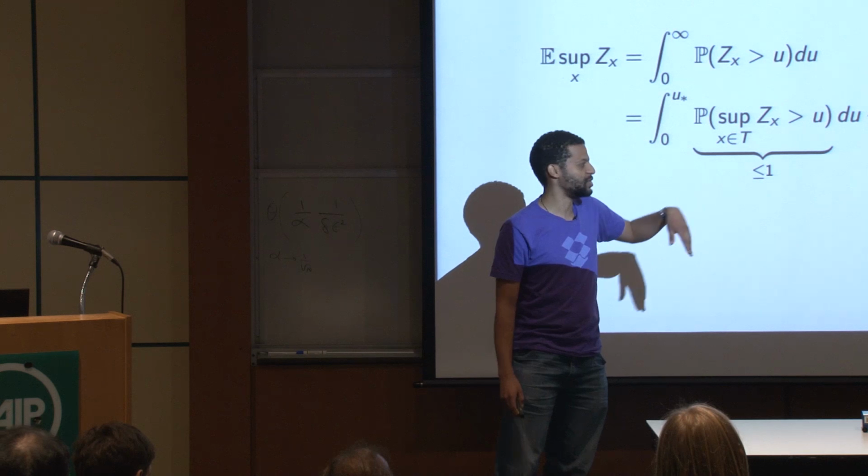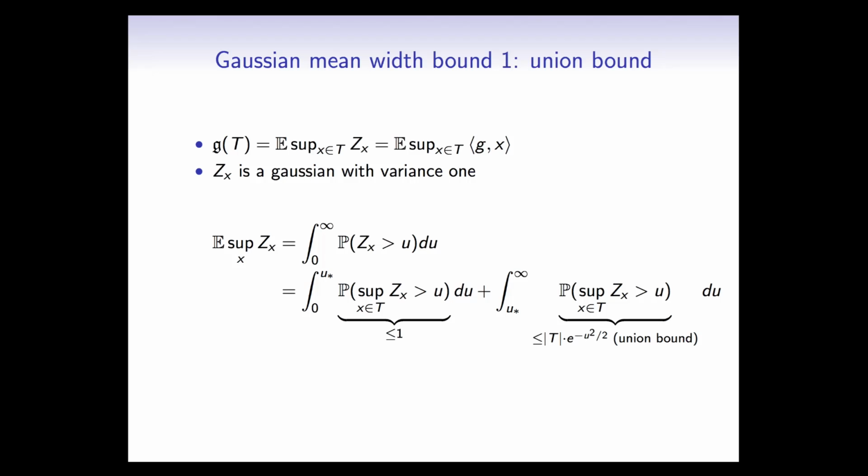And that thing, I'll just use Gaussian tail bounds and a union bound. So there's my union bound. And this thing, probabilities are never bigger than 1. So I get that this integral is at most u star. That thing is at most this thing, okay? And if I set u star to optimize this bound, I basically get root log t.